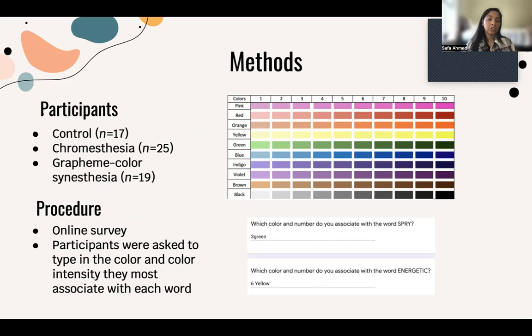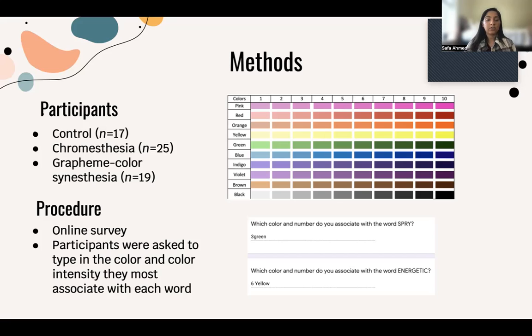For the methodology, there was a list of 20 words, which consisted of 10 pairs of synonyms where one word had a hard consonant sound and one word had a soft consonant sound. For example, energetic and spry were two of the words used, and energetic was the hard consonant word and spry was the soft consonant word.